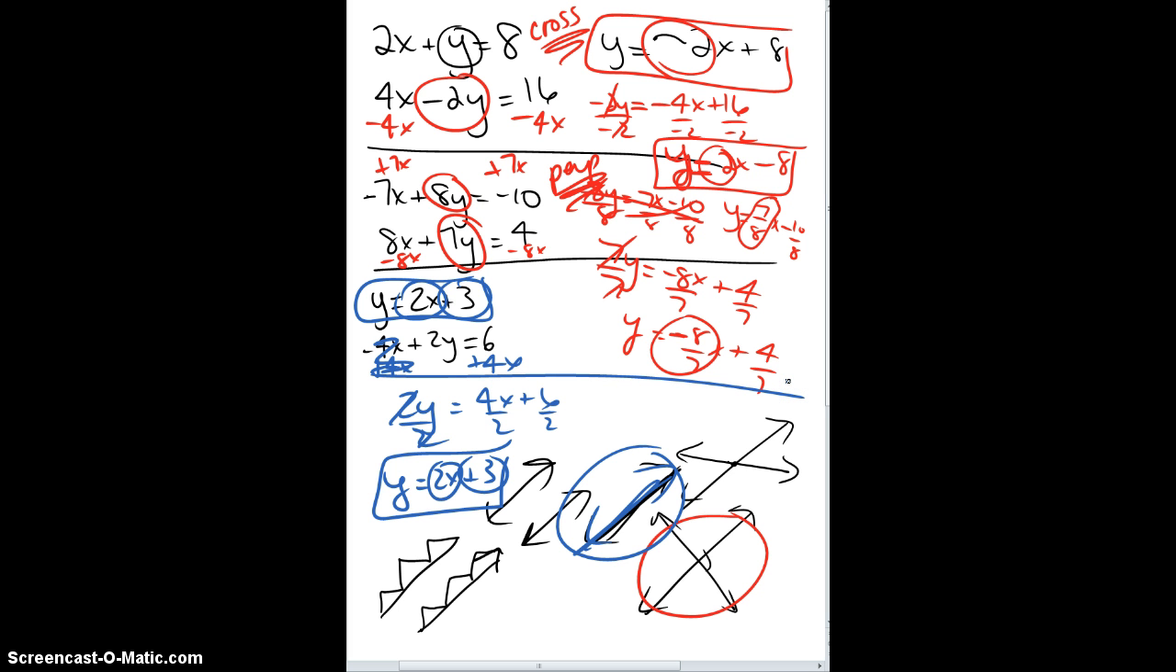So they're not parallel, they're not perpendicular. It's actually what we call coincident. They actually line up on top of each other. So they're the same line. All right, so let me create some space down here.